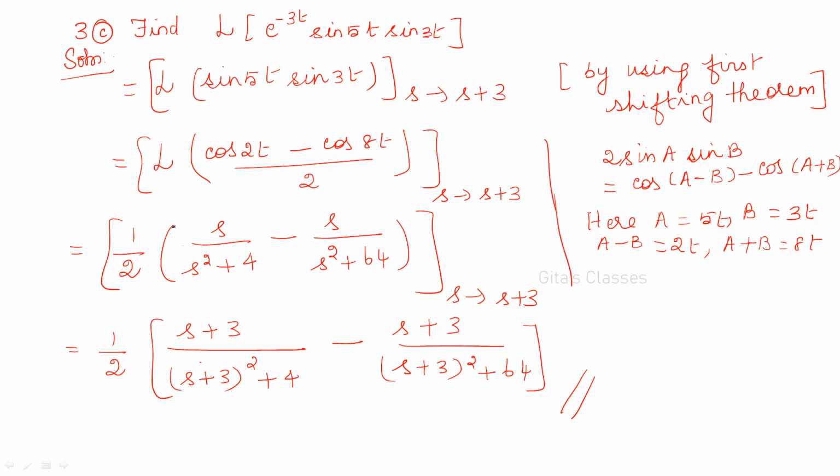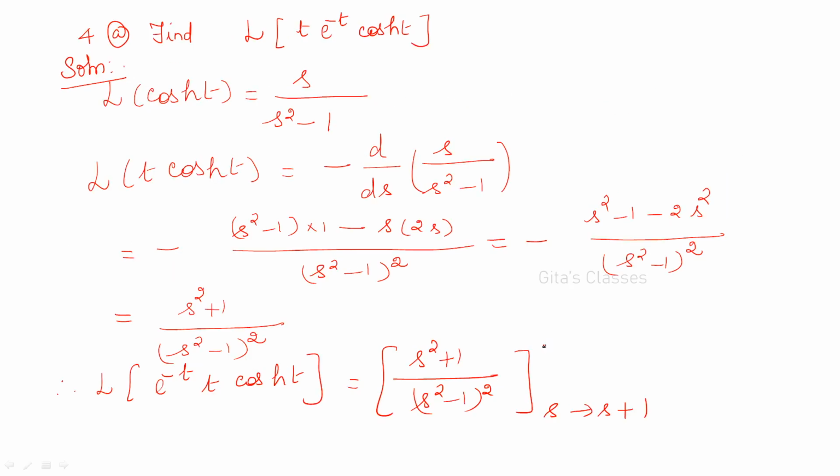So, divided by 2. So, 1 by 2 into L of cos 2t, again using the linearity property, I can separate them. Cos 2t is s by s squared plus 4. Cos 8t is s by s squared plus 64, in which s should be replaced by s plus 3. So 1 by 2 into (s plus 3) by (s plus 3) the whole squared plus 4, minus (s plus 3) by (s plus 3) the whole squared plus 64.